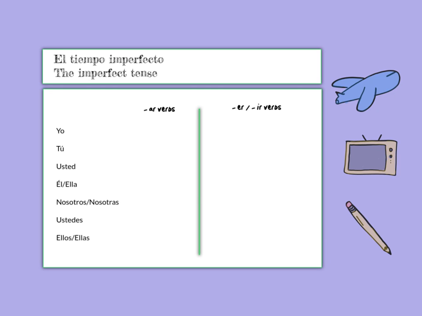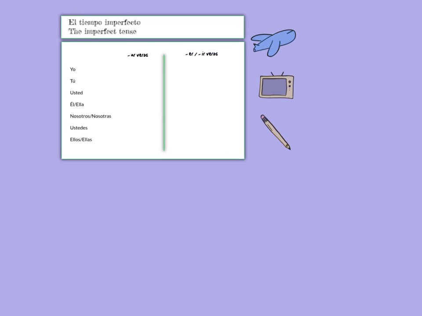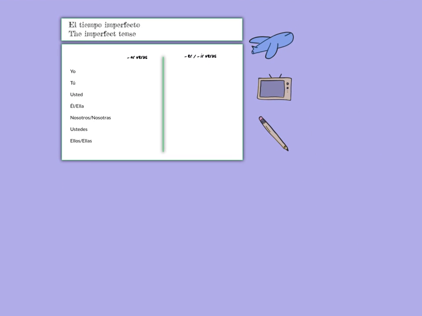Let's start by talking about what exactly the imperfect tense is. The imperfect tense is used generally when we're talking about something that we used to do or that was an usual activity, something that you used to do in the past, or something like a past action that got interrupted.